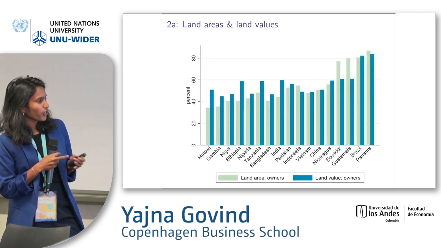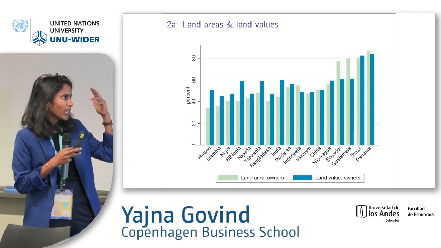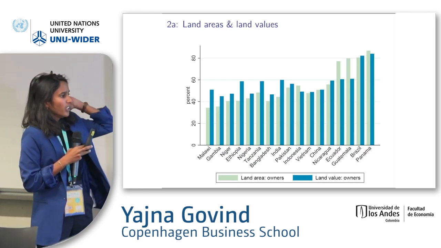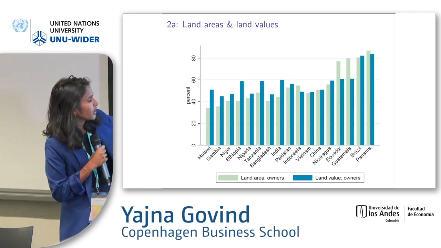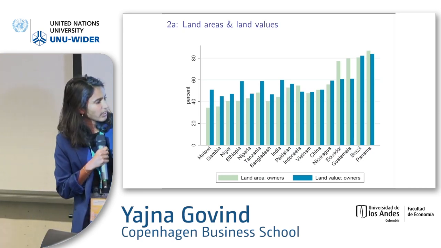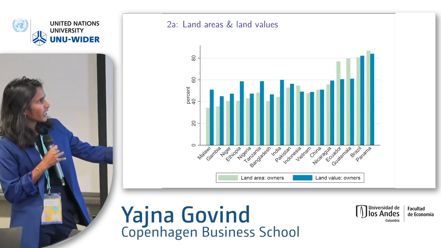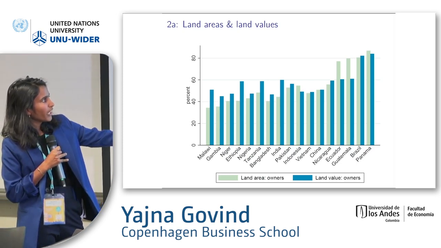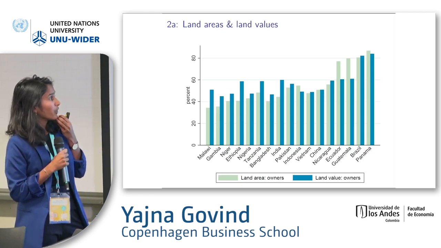Going further, departing from the Gini estimates, we're now using the top land shares. So this is the top 10%. This is the top land shares among landowners, in terms of area, and then in terms of value. So this is telling you, in different countries, when you account for value instead of looking at the area, what's the level of inequality.